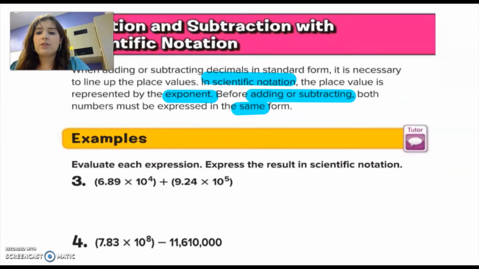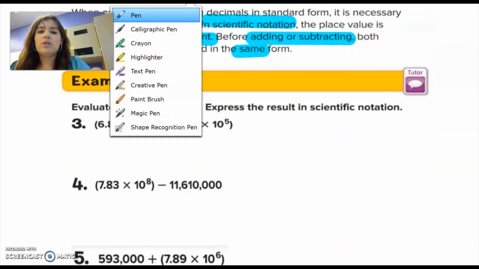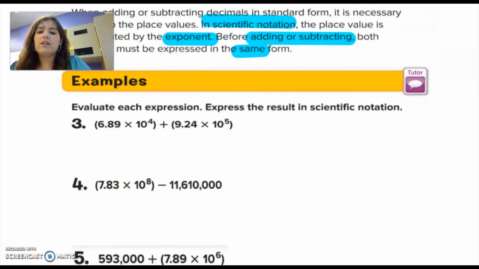So if we go down to example 3, you can look at this and see that for our first number, we have 6.89 times 10 to the 4th power. For the second number, we have 9.24 times 10 to the 5th power. Somehow we need to get these to have the same exponent. So what we're going to do is take our second number and change it to the 4th power.